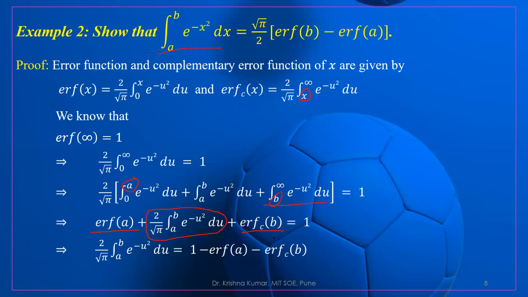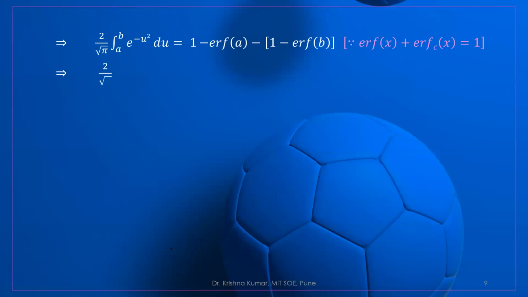We take these two things to the right hand side. So it is 1 minus error function of A minus complementary error function of B. And now, let us go to the next slide. 2 upon root pi integration under the limit A to B of e to the power minus u square du equals 1 minus error function of A.